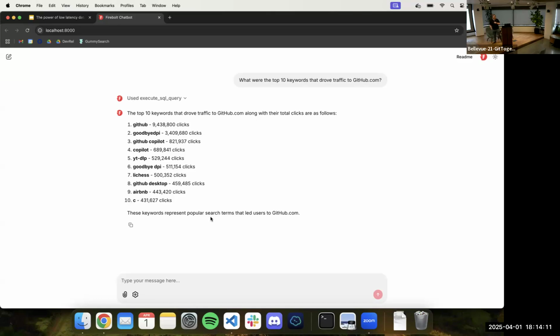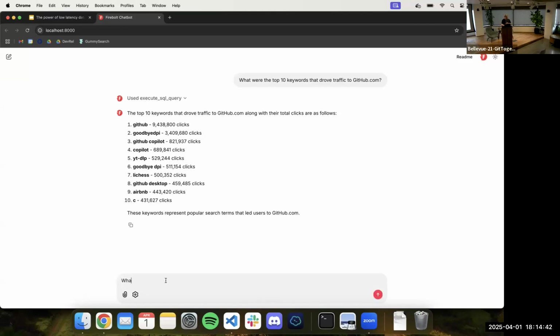Goodbye DPI, you can see, is the second thing. You may be wondering what that is. Evidently, a lot of people in Russia are trying to bypass packet inspections so that they can go to websites that are outside Russia. And that is a tool for that. So that's pretty popular. But you can also see GitHub's pretty big, Copilot's pretty big. We're trying to download videos from YouTube, that's the fifth one. So, maybe not the most compelling argument. Chess, that's an open source chess website. But people looking for GitHub, they're usually looking for GitHub.